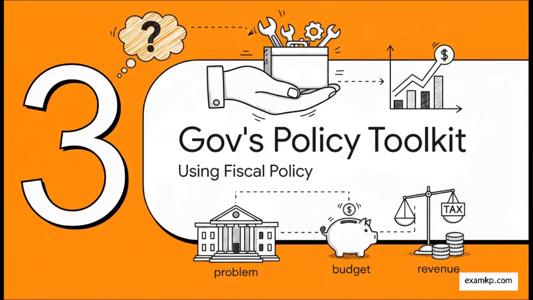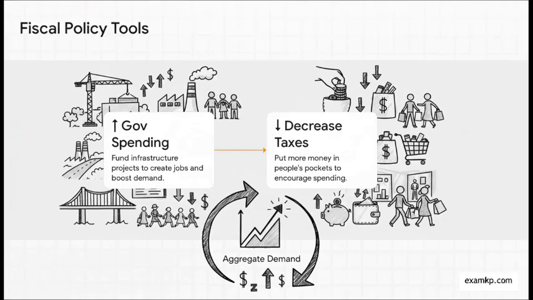So there are two main tools in this toolkit. First, the government can increase its spending, on things like roads, schools, hospitals. This creates jobs directly. Second, it can decrease taxes, which leaves more money in all of our pockets, encouraging us to go out and spend. It's a pretty straightforward two-step plan to get things moving again during a downturn.